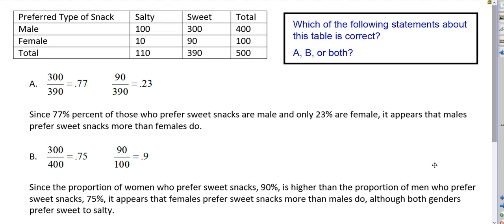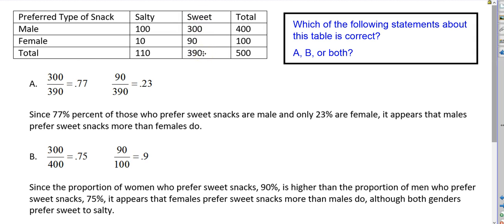How do you know whether to use the conditional probabilities in rows or columns to answer a question about a two-way table? We'll explore that with this situation. We have 500 respondents, some of whom are male and some of whom are female, who stated whether they preferred salty or sweet snacks.